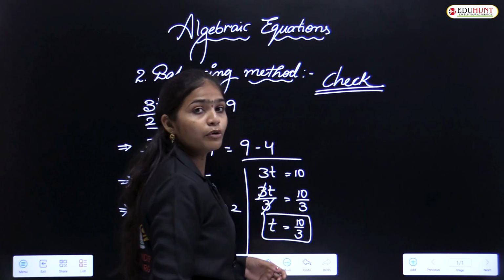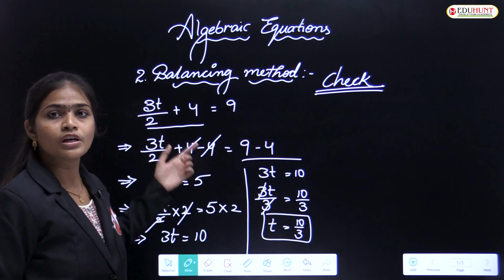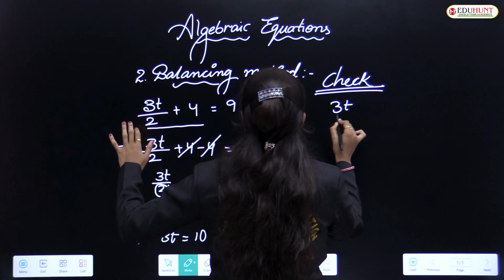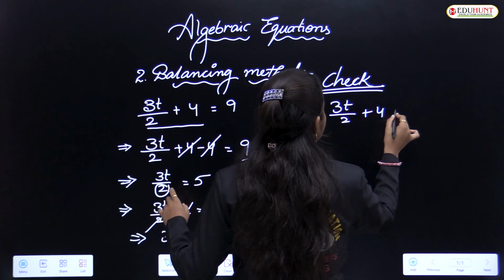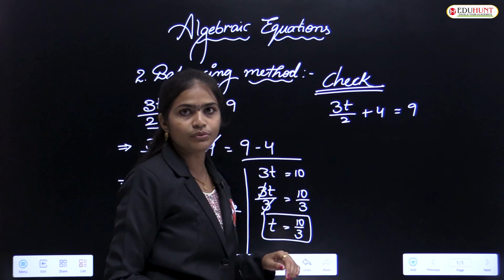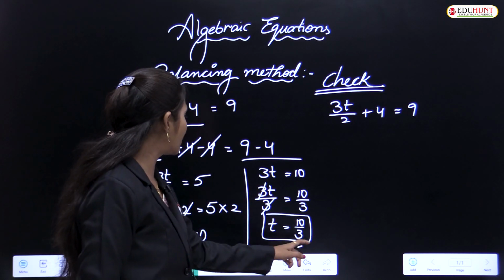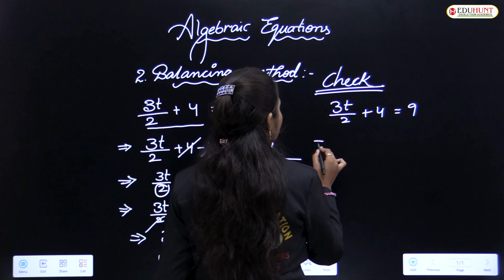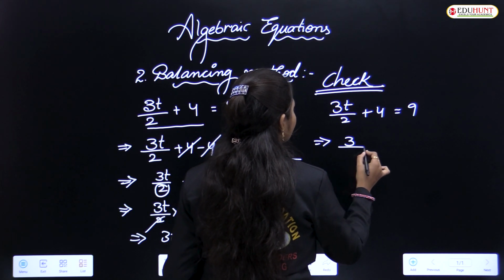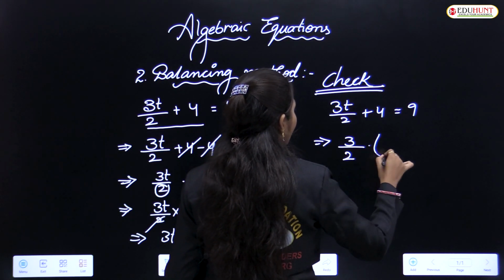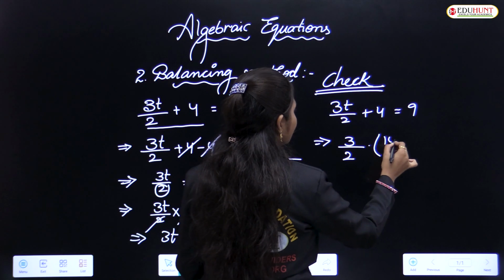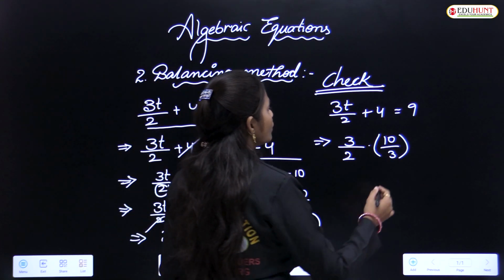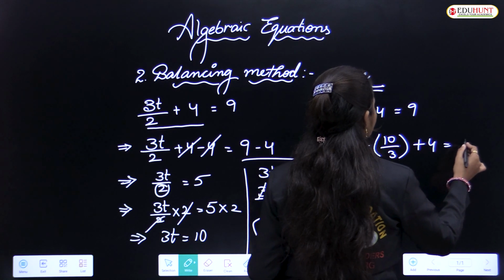Okay, in the check, how do we verify whether that is the correct answer or not? First you have to write the given equation. What is that? 3t by 2 plus 4 is equal to 9. That is the given equation. Now which value did we get in place of t? That is 10 by 3. So substitute that value here: 3 by 2 into 10 by 3, plus 4, which is equal to 9.